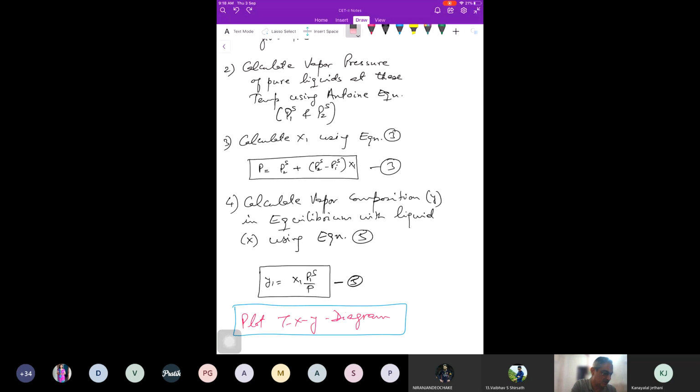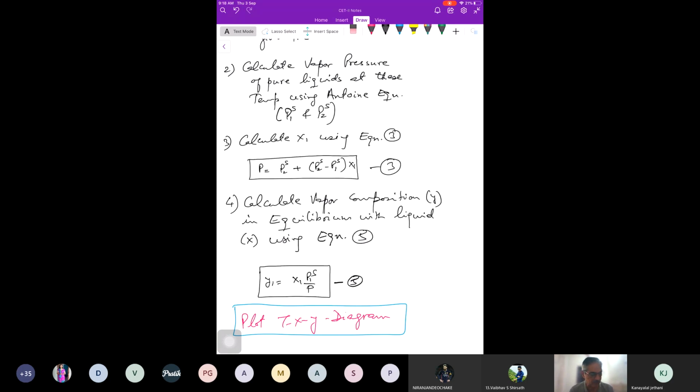ये आया नहीं है, P1 है. Okay. So from equation 3, we know P1s, P2s, and P. We can find out the value of x1. And once you know the value of x1, we can find out the value of y1 using equation 5.